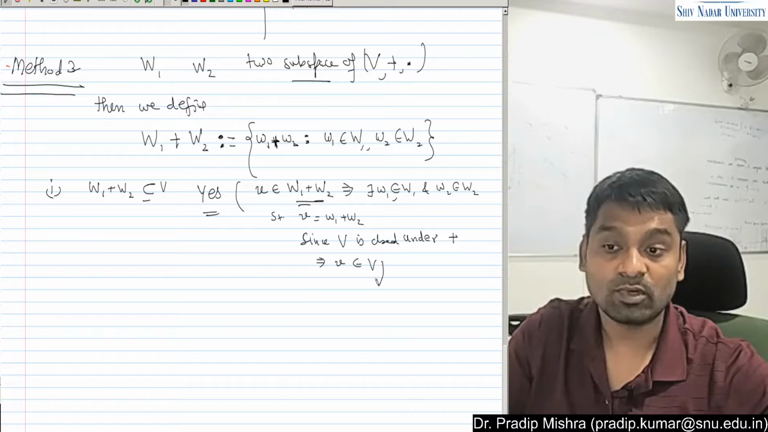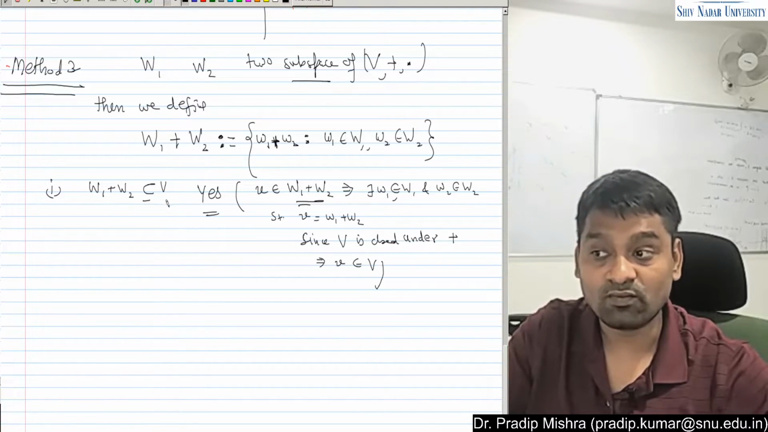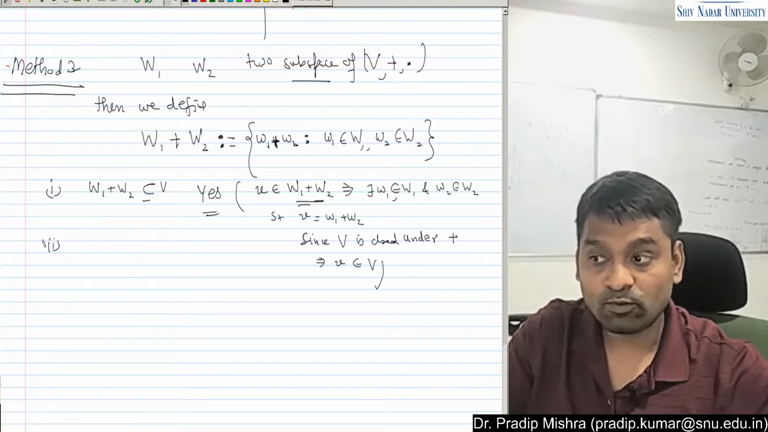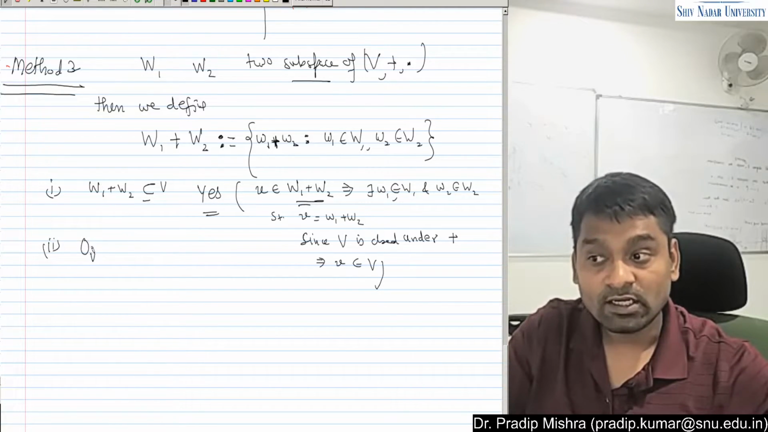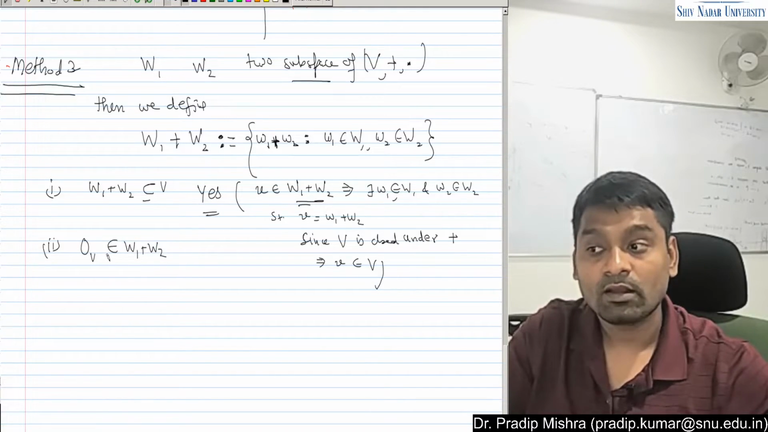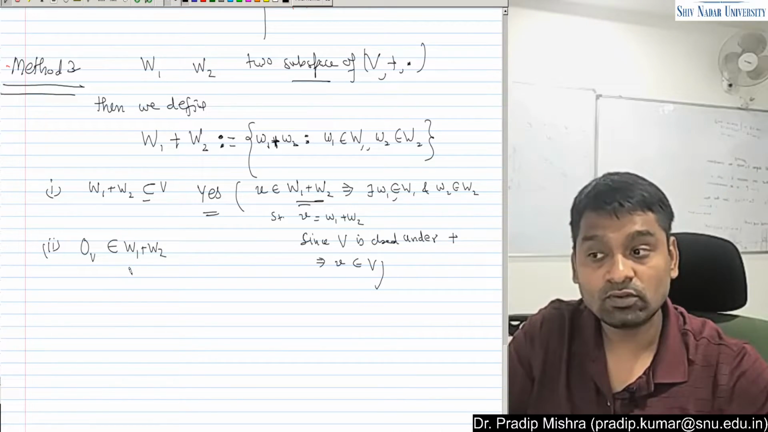We have proved that small v belongs to capital V, so this is a subset of V. Moreover, can I prove that 0v belongs to W1 plus W2? How to prove 0v belongs to W1 plus W2?